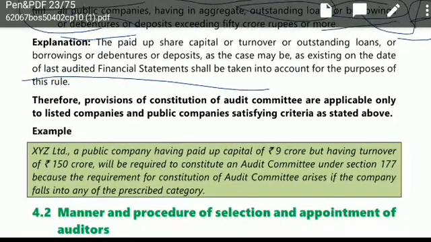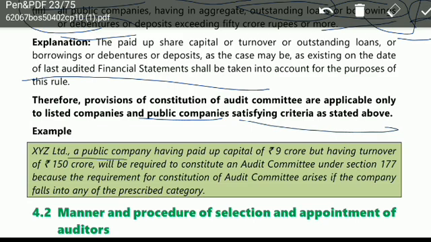Okay, therefore the provisions of constitution of audit committee are applicable only to listed public companies and those public companies which satisfy the criteria as stated above. Okay, now let us study the example. So XYZ Limited is a public company having a paid up share capital. Now it is not written private company, it is public company. If it was a private company and the question was about the audit committee, then that particular company would not be eligible to constitute an audit committee.